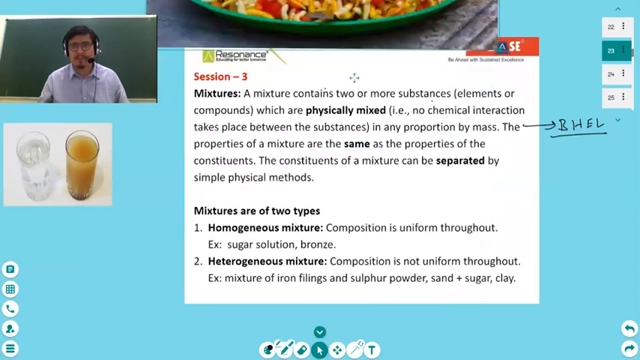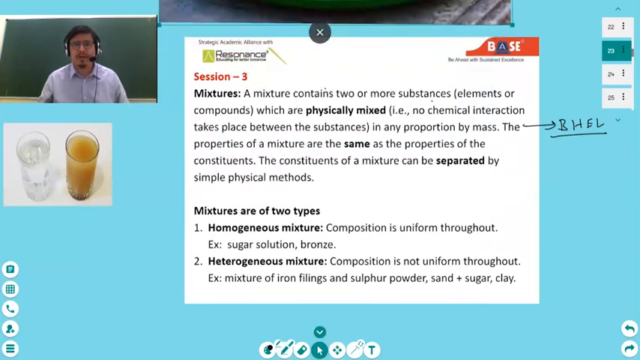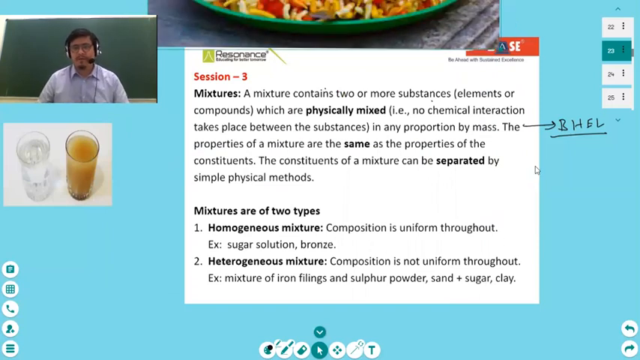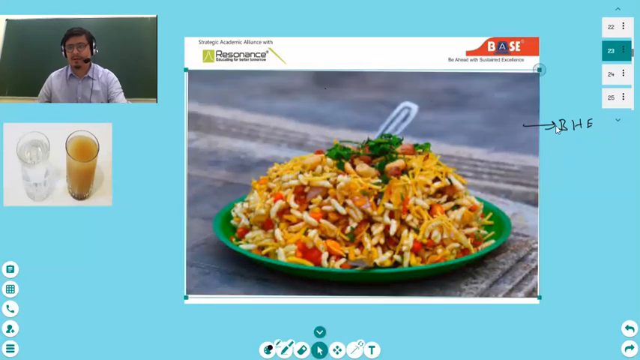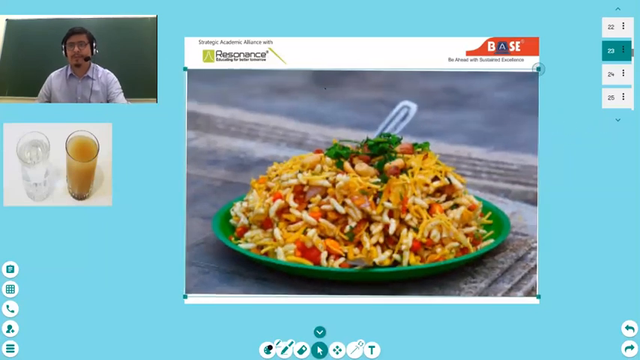Just a second. Okay, I can put it up. So the bhel is gone. Okay. So we will be discussing this bhel. Let's go up.